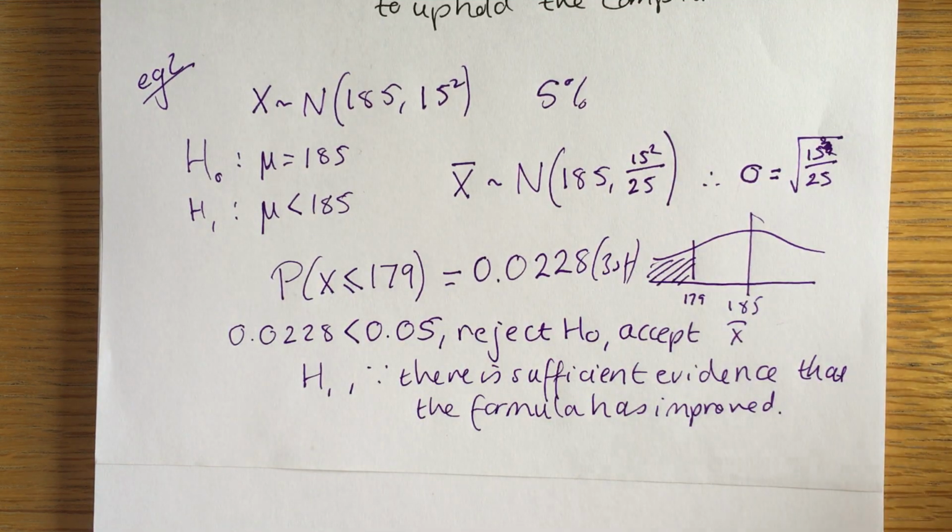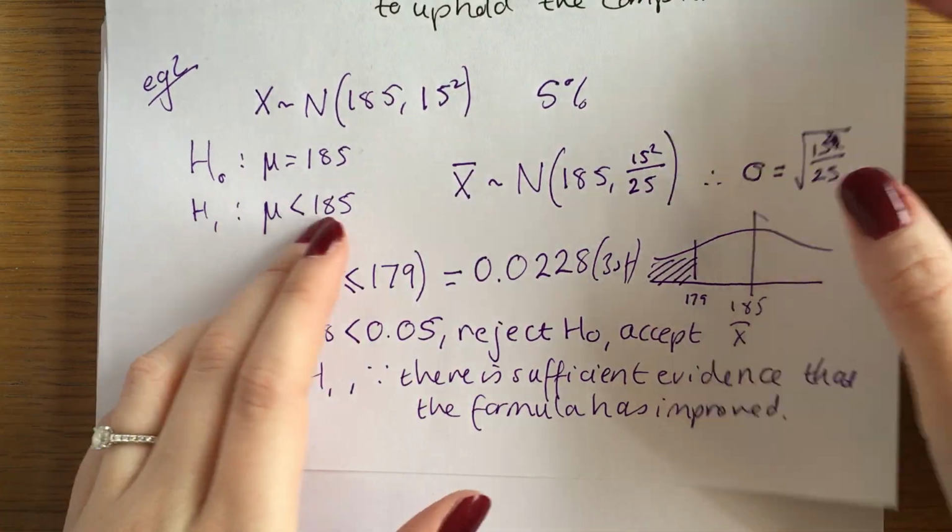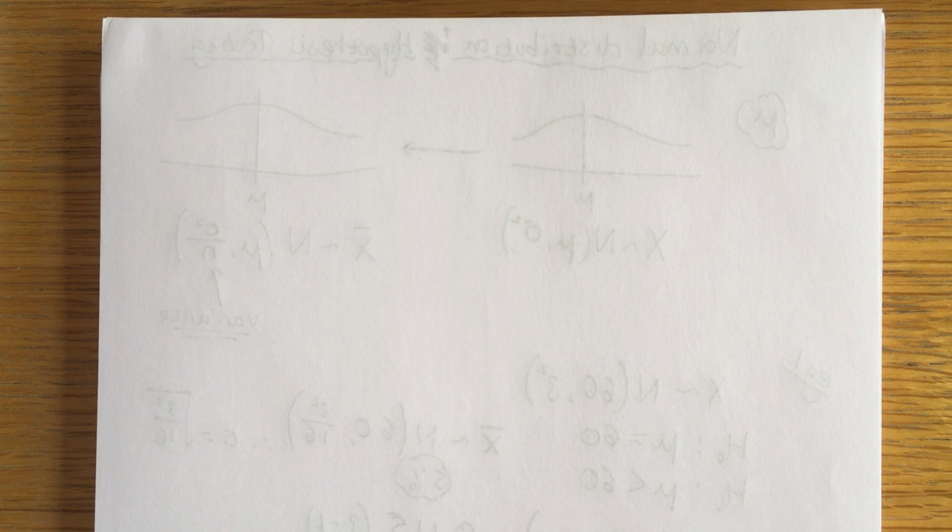Okay, so we're going to have a look at a two-tailed test. The two-tailed test that we're going to look at is also introducing critical regions.